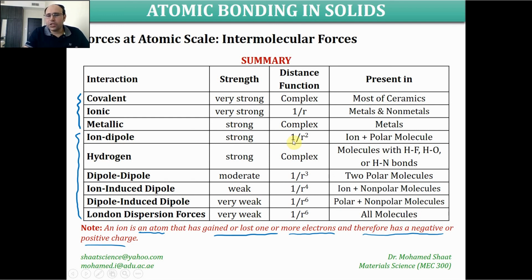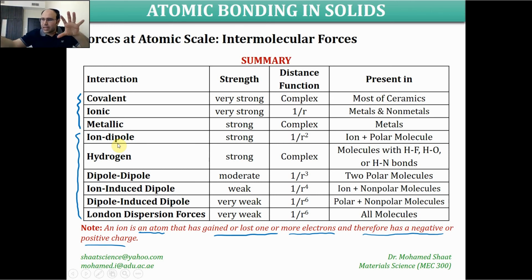And it is related to the inverse of the square of r, which is the distance between the atom and the molecule. The magnitude of that force depends on 1/r squared. The hydrogen bond is very strong. Here we are starting from the strongest force to the weakest force. So the hydrogen bond is a strong force, but it could be weaker than the ion-dipole.